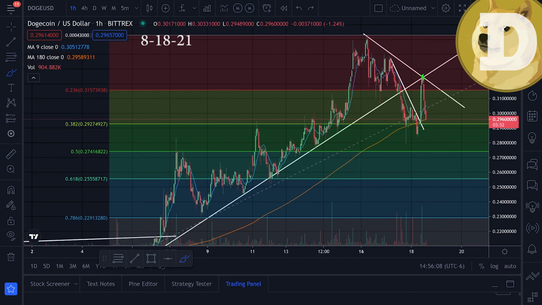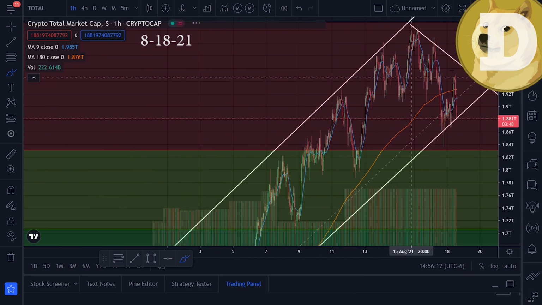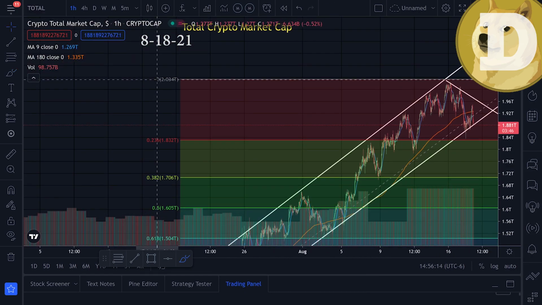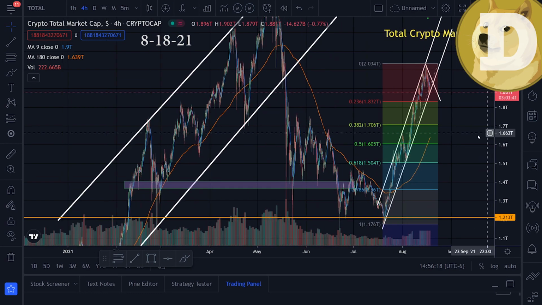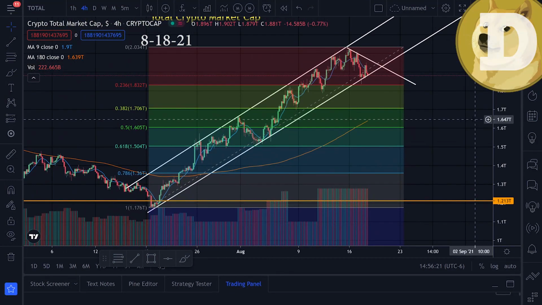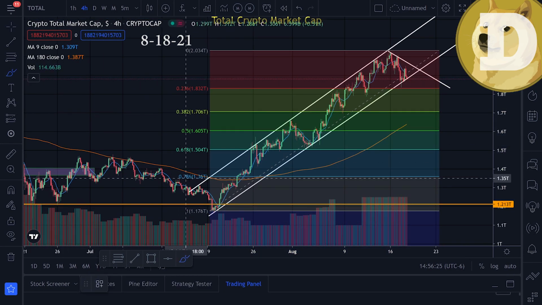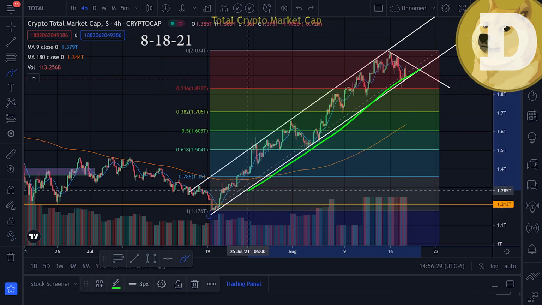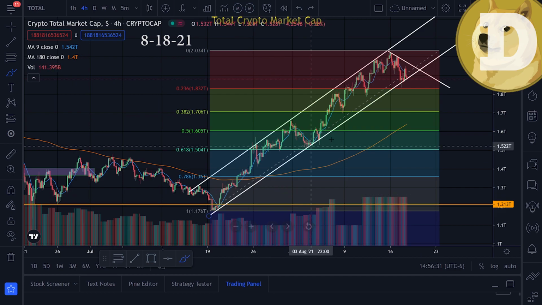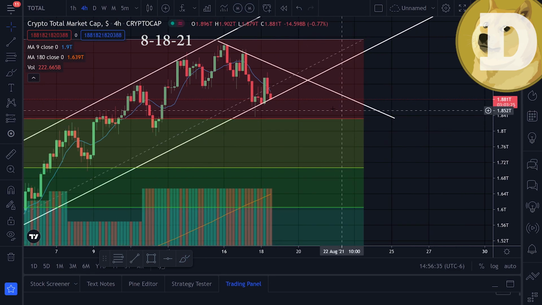If we take a look at the total crypto market cap, that's the other thing that we've been really watching. We had a big channel going to the upside. It was pretty decent. And we're on the 1-hour time frame, but let's switch to the 4-hour time frame. We have this rising channel going something like this, and basically we're watching for a break to this bottom trend line, basically like Dogecoin. It hasn't broken it yet, and we have been getting support on it.